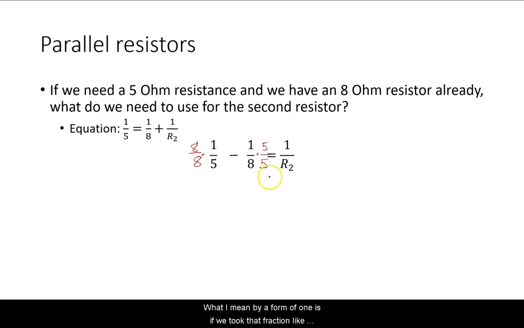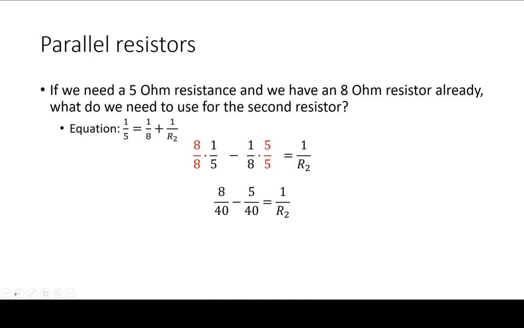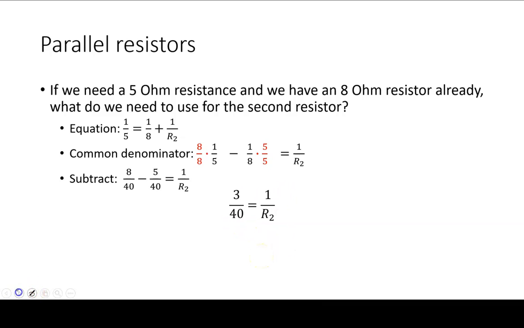What I mean by a form of 1 is if we took that fraction, like 5 over 5, and simplified it, we'd get 1. This means we're not changing the actual value of the equation, we're just changing what it looks like. Multiplying those together, we get 8/40 minus 5/40 equals 1 over R2. Performing the subtraction, we get 3/40 equals 1 over R2.